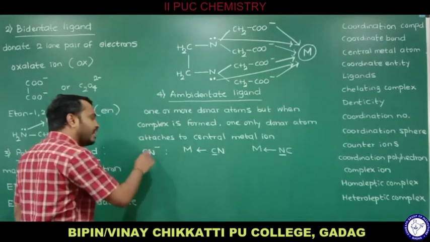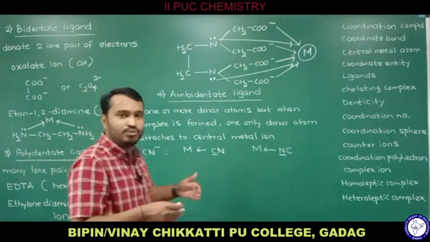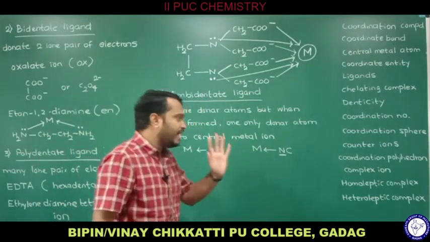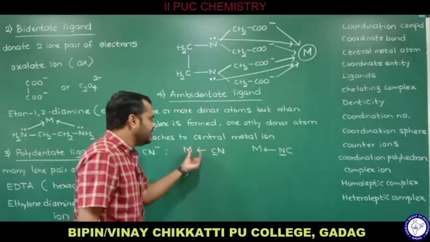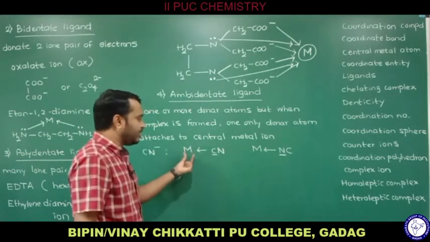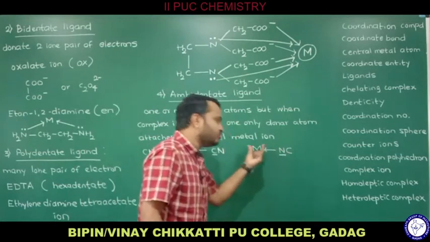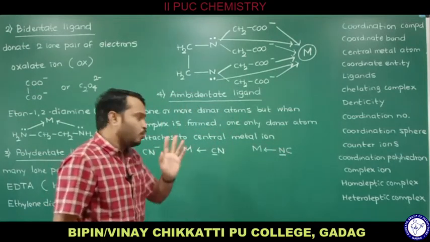We have carbon as well as nitrogen, both have the ability to donate a lone pair of electrons, but at a time they both cannot donate. In this particular example, carbon is going to donate the lone pair of electrons. In NC, nitrogen is going to donate the lone pair of electrons. One more example we'll see.